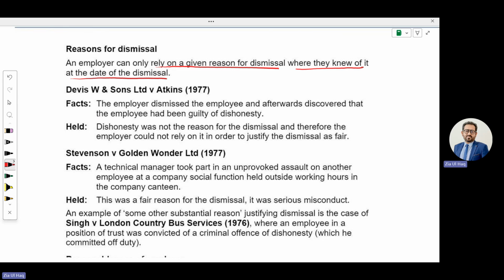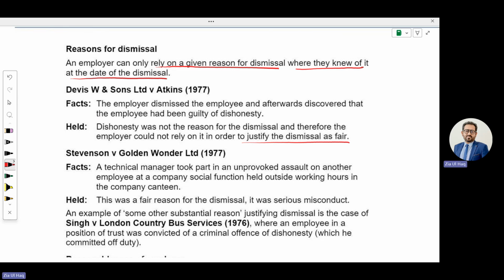So dishonesty was not the reason for the dismissal, and therefore the employer could not rely on it in order to justify the dismissal as fair. This was unfair dismissal. Dismissed without reason. After dismissal, he was proved dishonest. He did something wrong.